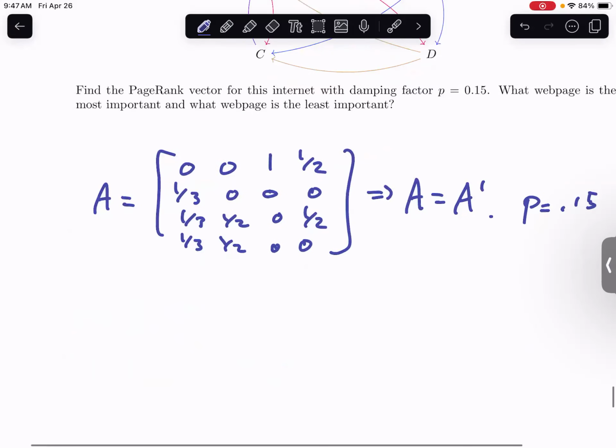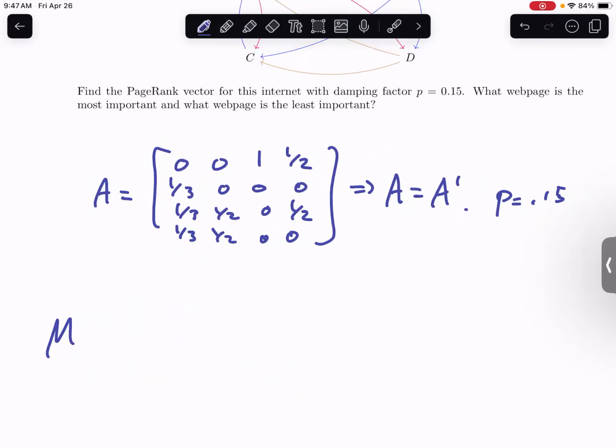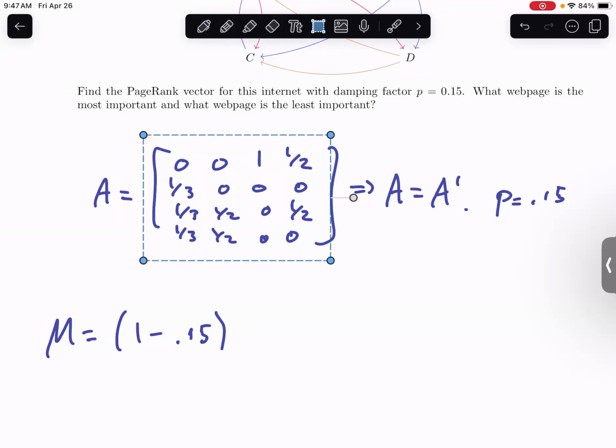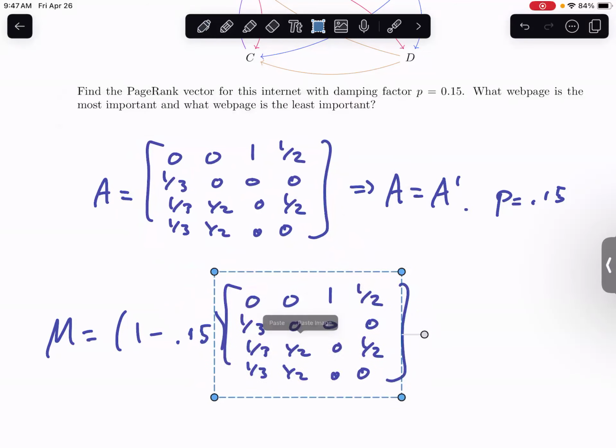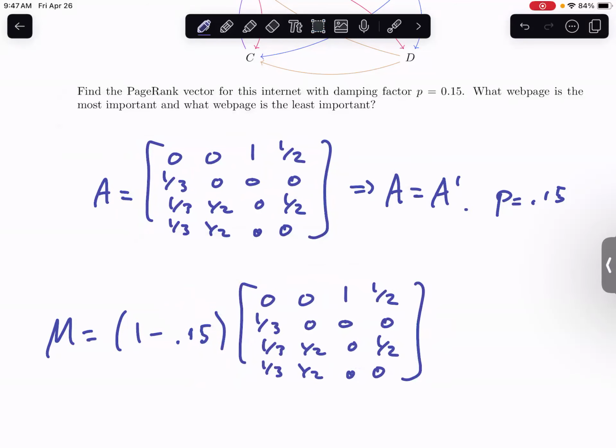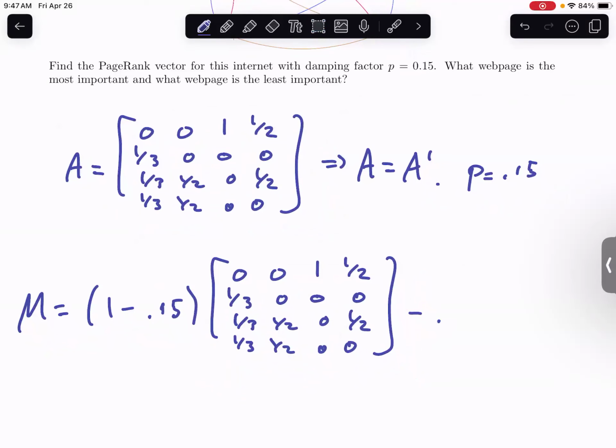We're going to let P be equal to 0.15, as the statement says in the beginning. And so in this case M is equal to 1 minus 0.15, so this is the Google matrix, multiplied by A. I should just copy it and not take the whole thing. And then this is going to be minus 0.5 multiplied by B.